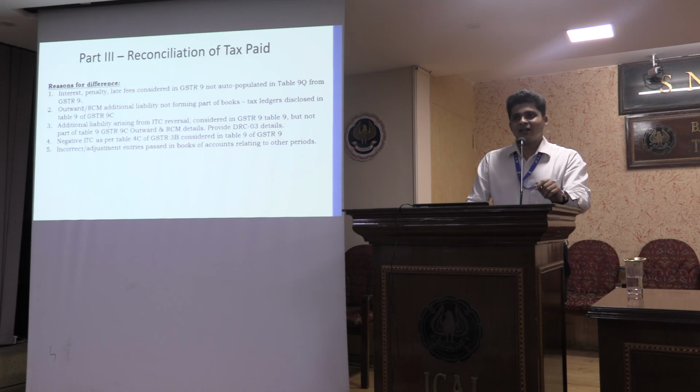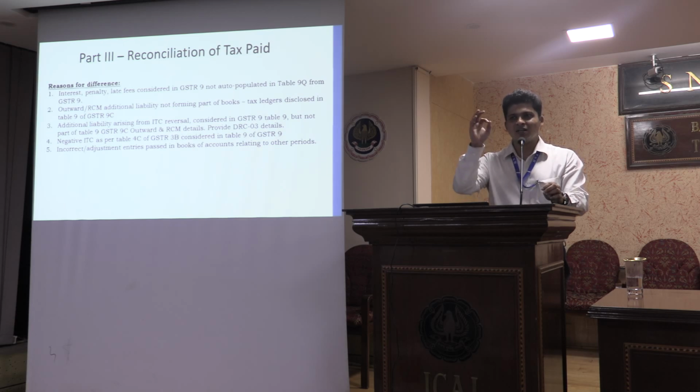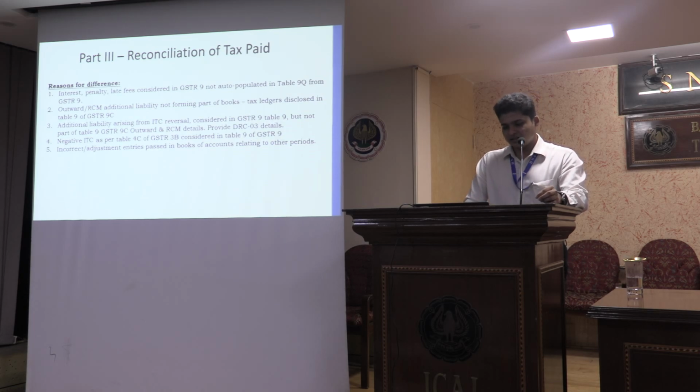Negative ITC, another reason for variance. If you have considered an adjustment while filing GSTR 9, then you would need to make subsequent adjustments even in the GSTR 9C. This is for those people who like to see numbers in the values, who do not want to give reasons for variance. This can be a reason for variance.